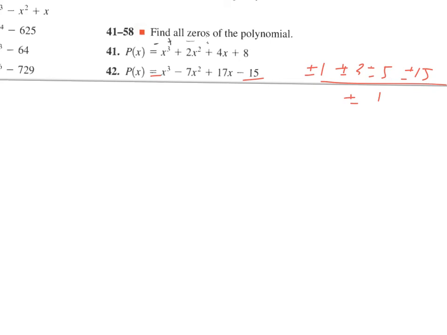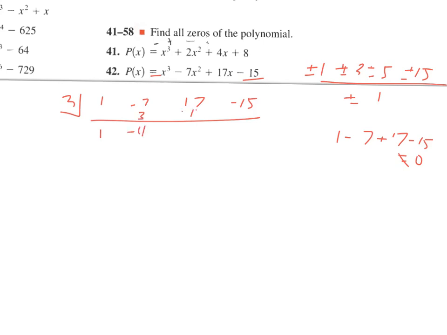Let's see, I'm going to try my plug-in-1 trick. So 1 minus 7 plus 17 minus 15, that definitely does not equal 0, so 1 is not going to work. I'm going to go ahead and try 3. So we got 1, 3, negative 4, negative 12, 4. Oh no, that's actually 5. And so that makes that 15, so that does make that 0. Okay, so this will work out x minus 3 times x squared minus 4x plus 5.